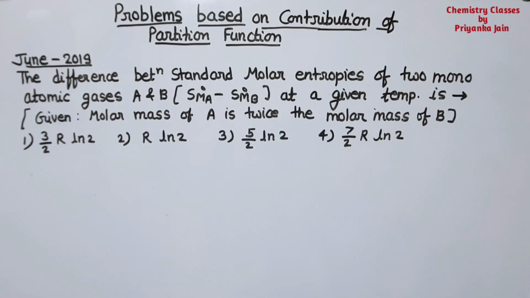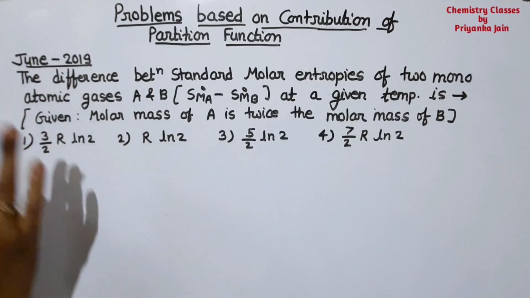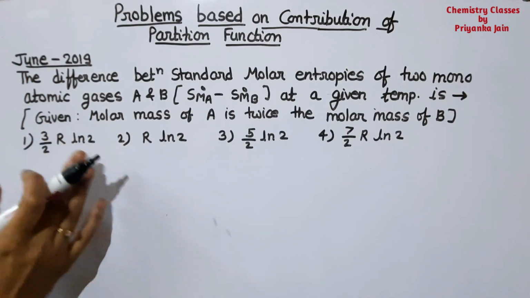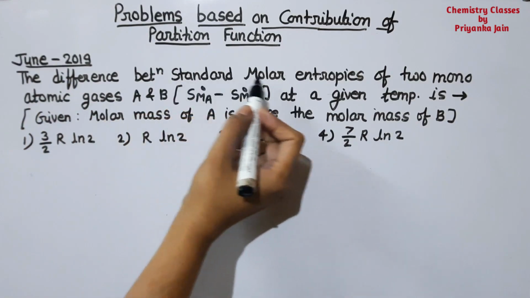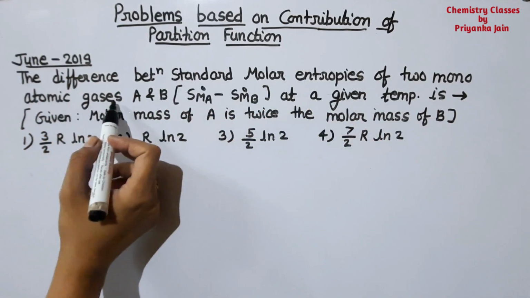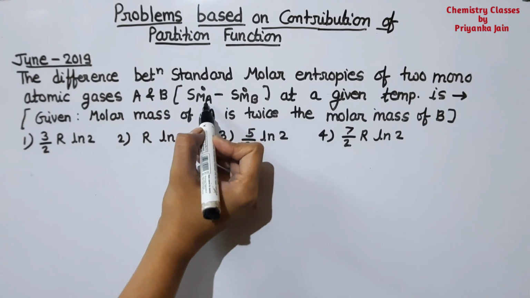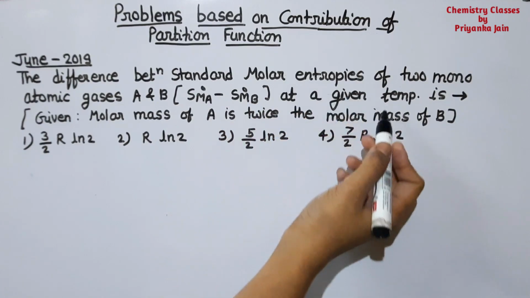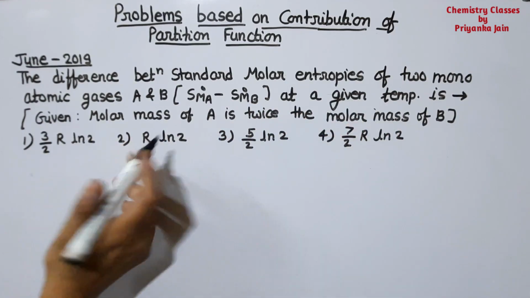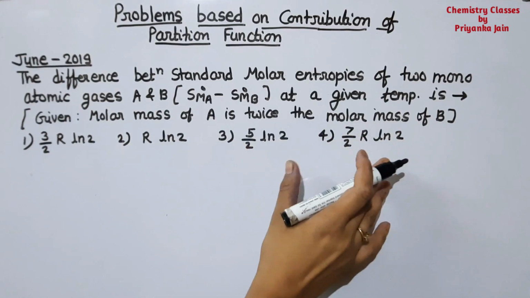So we come to our point. See here, the first question from the CSIR-NET June 2019 question paper. This is quite simple. The difference between the standard molar entropies of two monoatomic gases A and B, it means we have to find S°m,A minus S°m,B at a given temperature, and we are given that the molar mass of A is twice the molar mass of B.